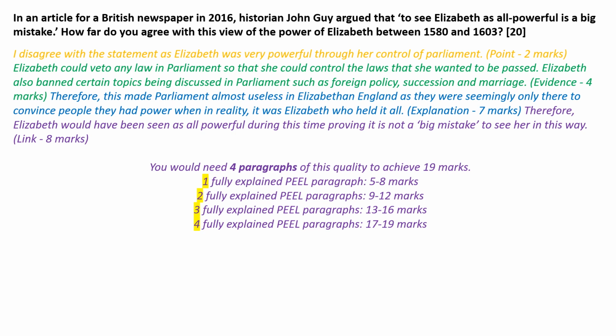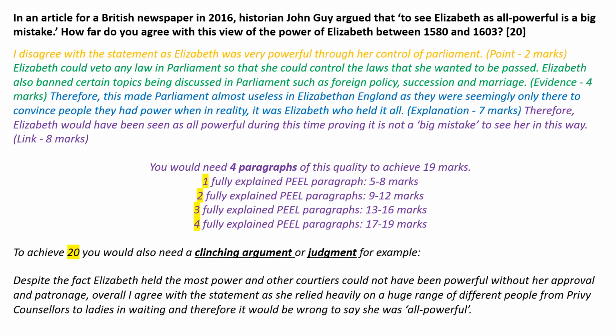we would need a clinching argument or judgment. Something along the lines of, despite the fact that Elizabeth held the most power and other courtiers could not have been powerful without her approval and patronage, overall I agree with the statement, as she relied heavily on a huge range of different people, from privy councillors to ladies in waiting, and therefore it would be wrong to say that she was all powerful. So we've got here a despite judgment, we have acknowledged both sides, and this would see us achieve 20 marks for this clinching argument.